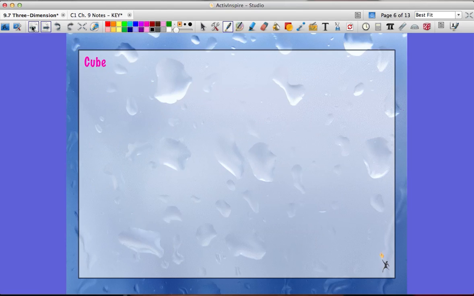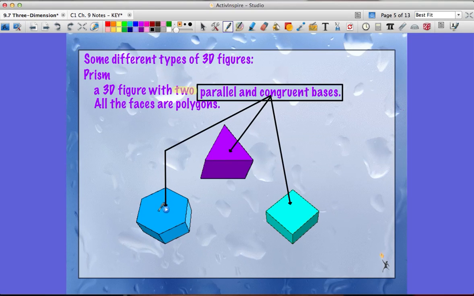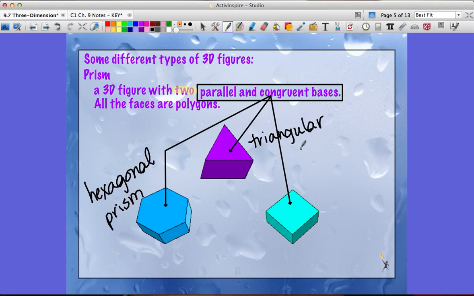The difference between that and a prism is the fact that a prism has a base here and a base on bottom. Again, you name the prism based on its bases. So the base of this shape is a hexagon, so this is a hexagonal prism. You'll want to write this down in your notes. This would be a triangular prism, and this would be a square prism.